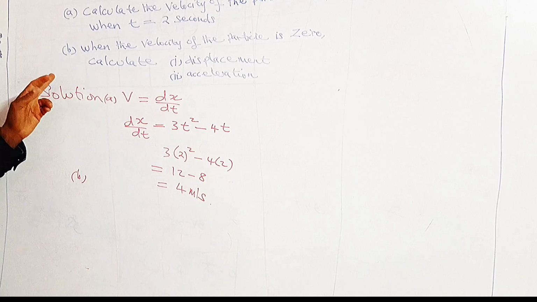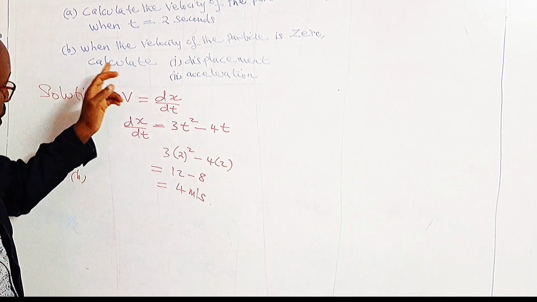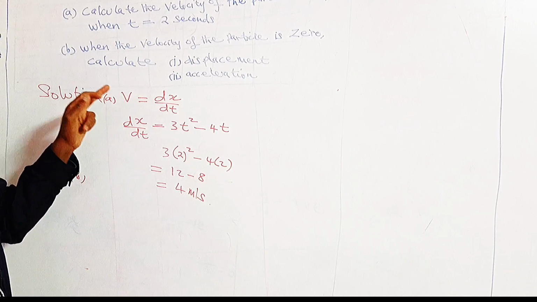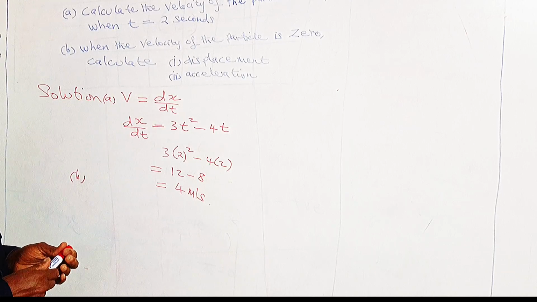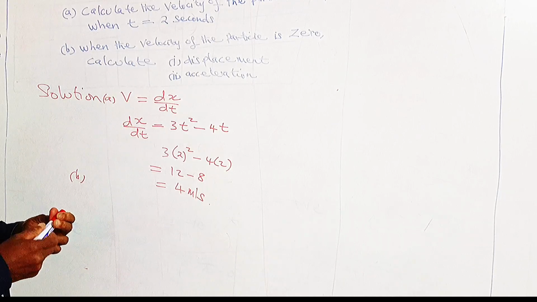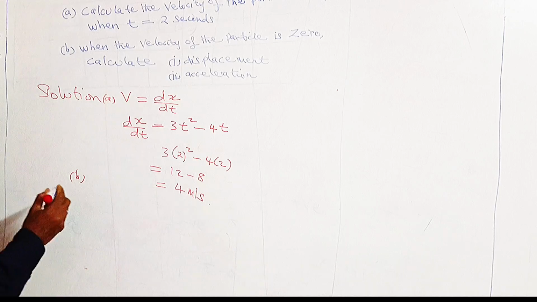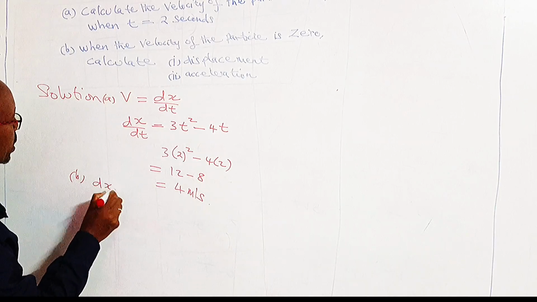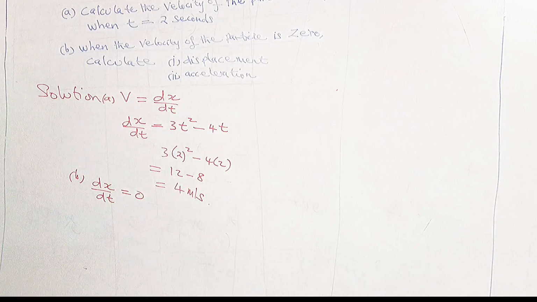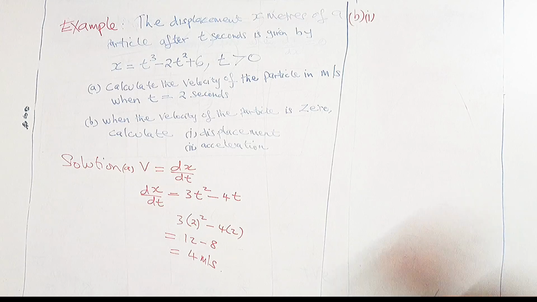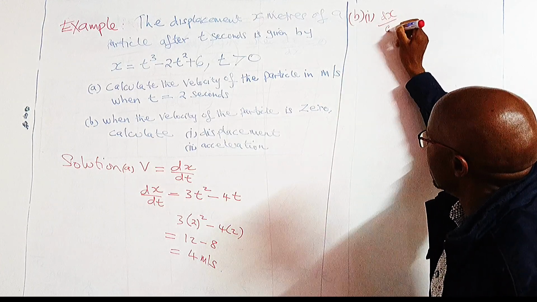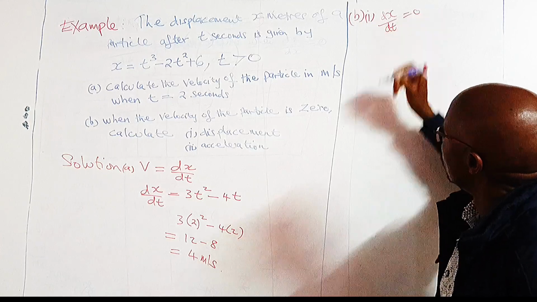In part B, we are asked, when the velocity of the particle is 0, to calculate the displacement and then the acceleration. So the velocity will be equal to 0 when dx/dt is equal to 0. Velocity of a particle is 0 when dx/dt is equal to 0.